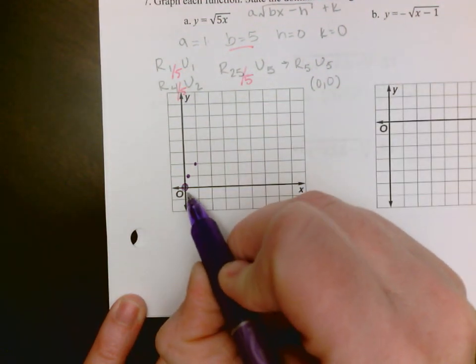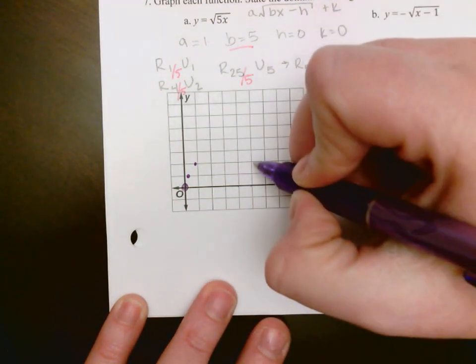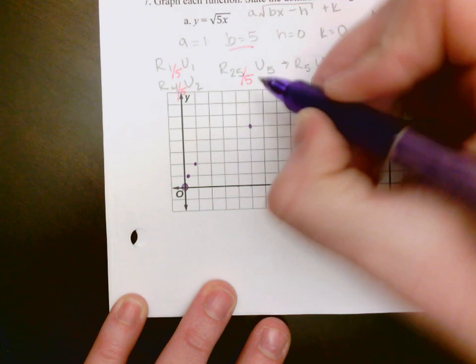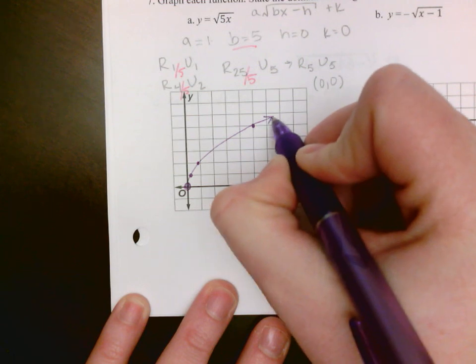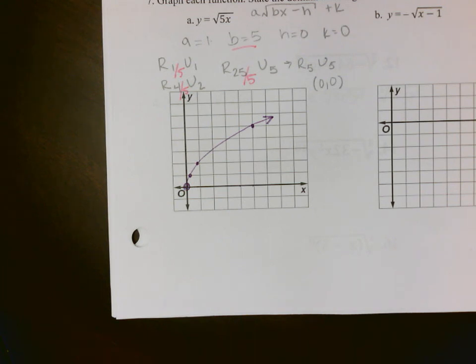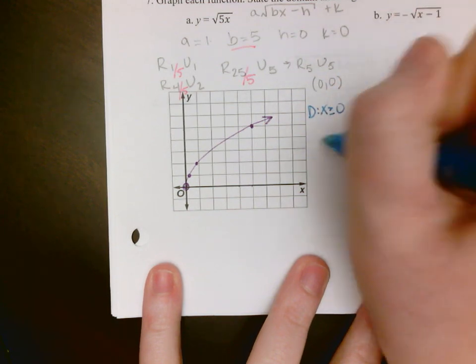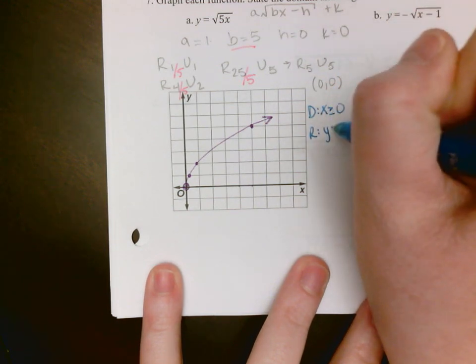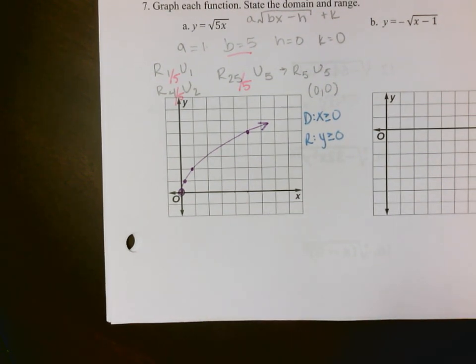And if I go back to my original point and I go right 5, 1, 2, 3, 4, 5, and I go up 5, 1, 2, 3, 4, 5, I can see how my curve is going like this. So that's my graph. The graph started at 0, 0, so my domain is x is greater than or equal to 0. My range is y is greater than or equal to 0. You will have to do a graphing with a b on your quiz.